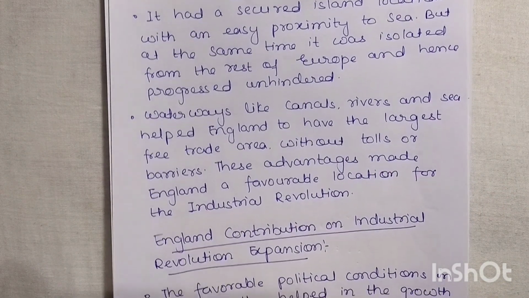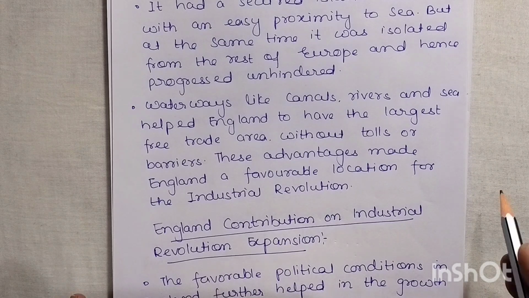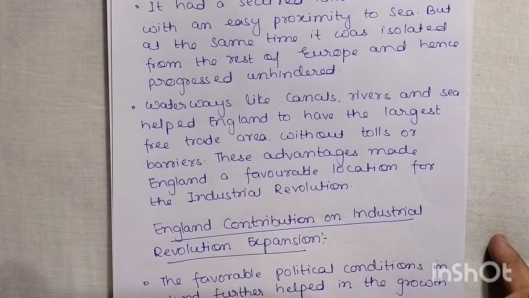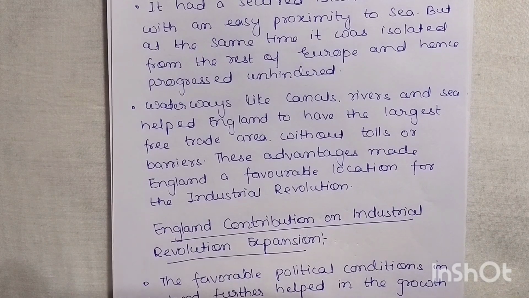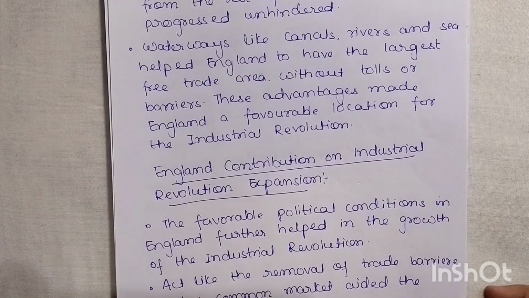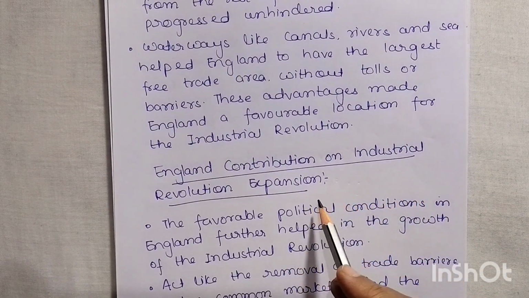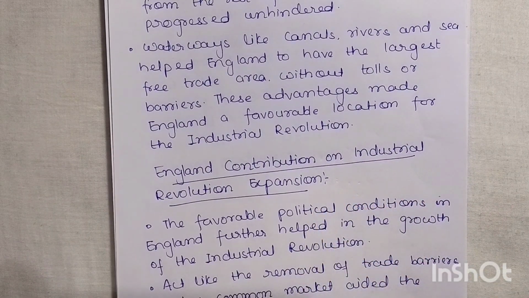Since they were using the sea freely, they did not have to pay anything. No tolls were there, no barriers were there. So due to the industrial revolution, it became a favorable thing for them, and trade was going in a very good, very smooth way. Now, what is the contribution of England to the industrial revolution and how did it expand? Let us see.